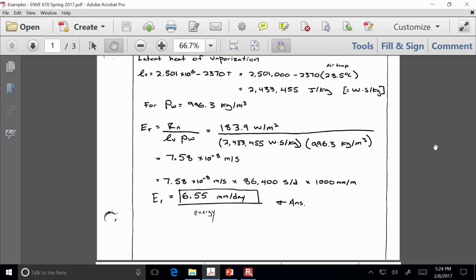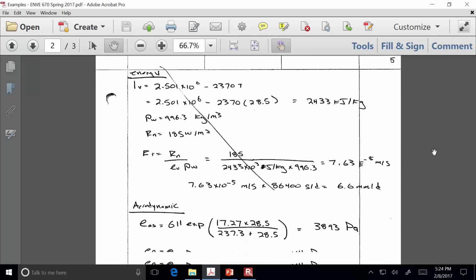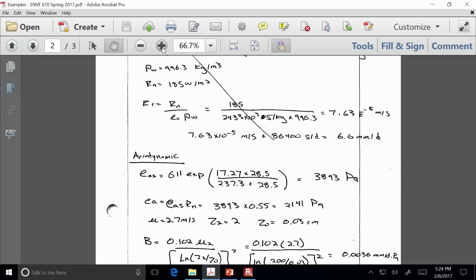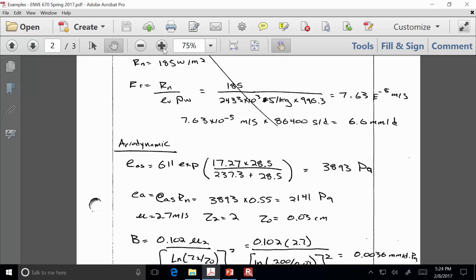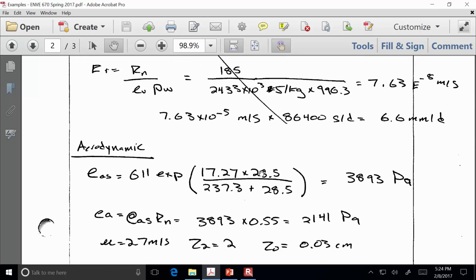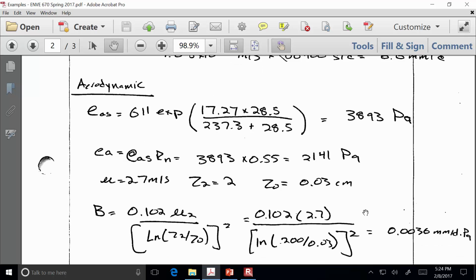All right, well, let's just take a look at where I was going with things. Okay, so the E sub AS that you get should be around 3893 pascals. Is that right? Yeah. Okay. And then we simply multiply that by the relative humidity to get the E sub A, which is 2141 pascals.